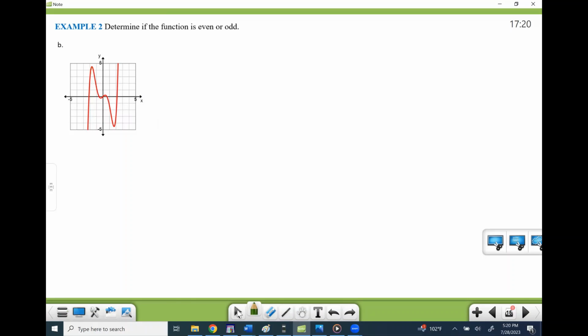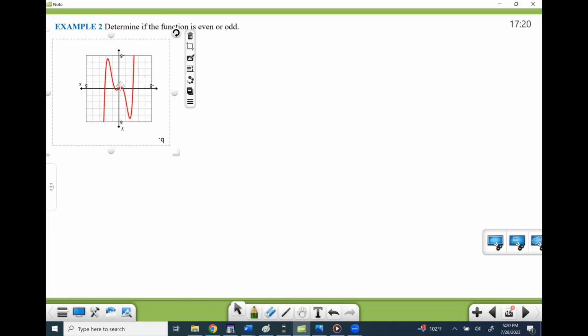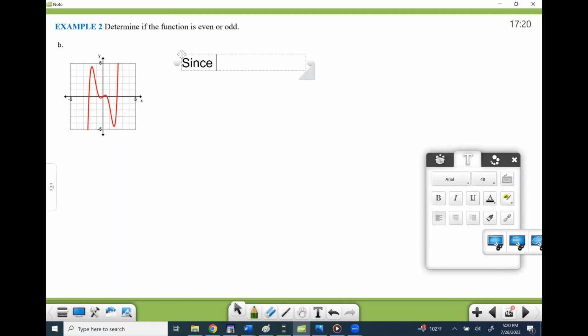When I look at it right side up right now, there's this little hump up here in quadrant 2. If I flip it, I'm still going to get that exact same hump in quadrant 2. This will look the same right side up or upside down, okay? So since this is symmetric to the origin, it is an odd function.